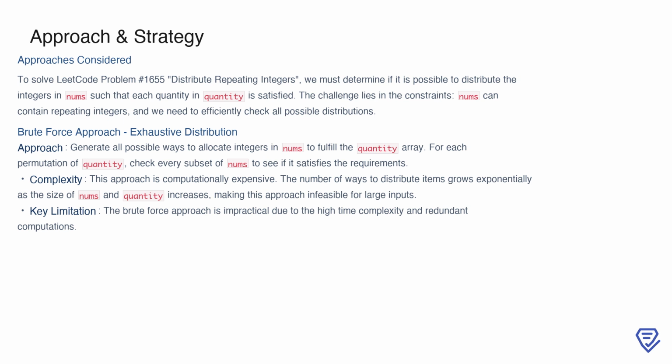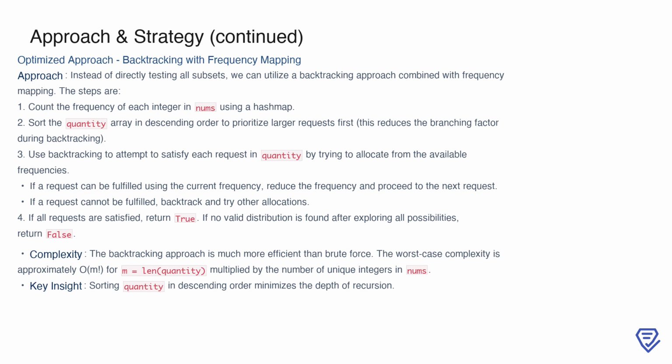efficiently. One approach to consider is the brute force method, where we generate all permutations of the quantity array and test all subsets of nums to see if they meet the requirements. However, this method quickly becomes infeasible as the size of the inputs grows because of its exponential time complexity. This inefficiency stems from redundant computations and the sheer number of possibilities to evaluate. Thus, while the brute force approach is conceptually straightforward, it's not practical for larger inputs due to its computational expense. A more efficient alternative is to use an optimized backtracking approach combined with frequency mapping.